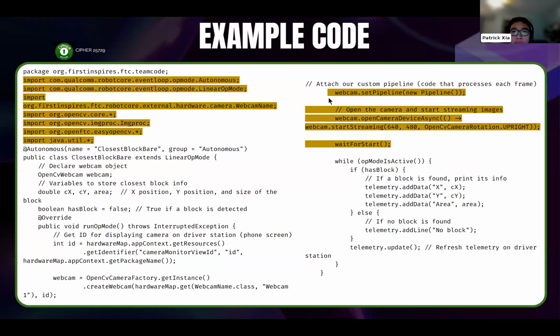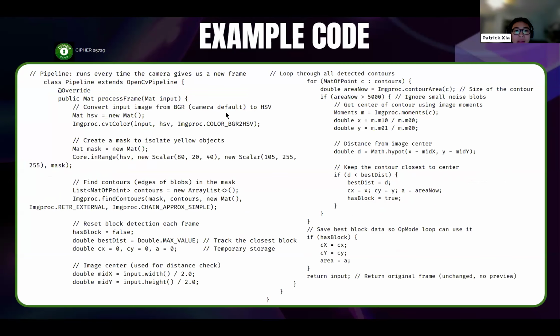But here we have the pipeline on the right column. We're going to make a new pipeline. And of course, we're going to set up the webcam, identify the pixels. And here, this is an example of telemetry. In our pipeline, we're going to return CX, CY, and an area, which helps you see this telemetry data on the driver station. And this is the bulk of the code. This is the pipeline.